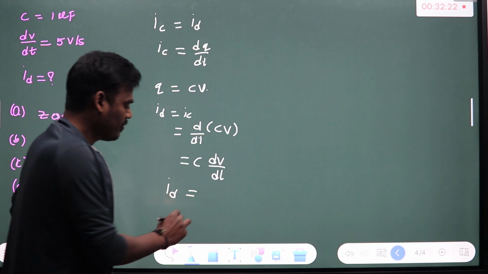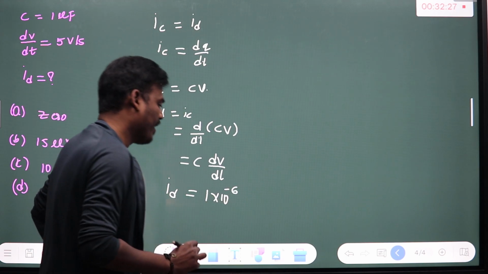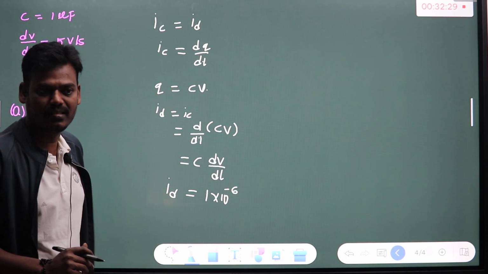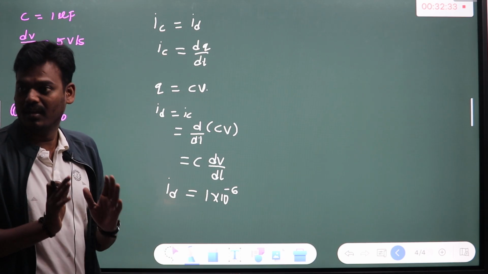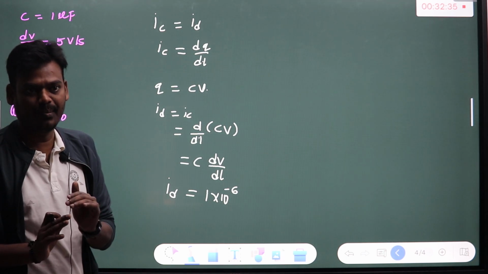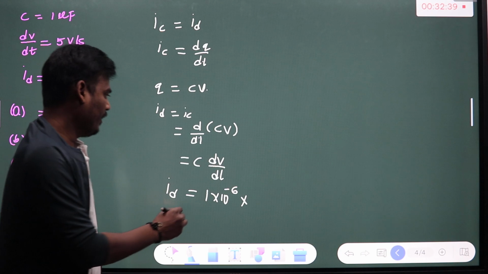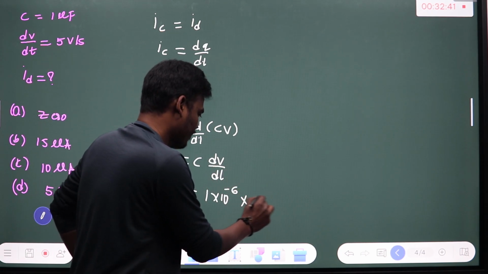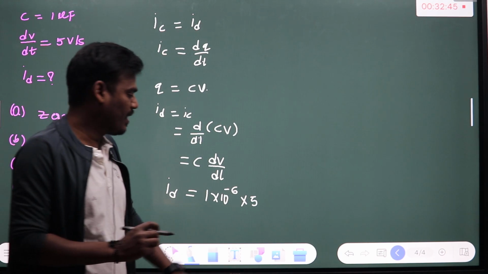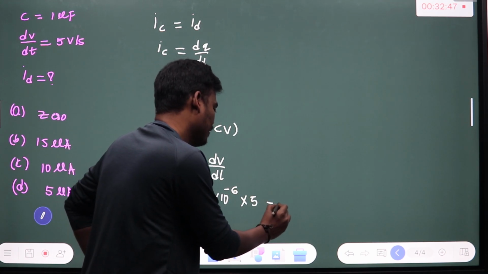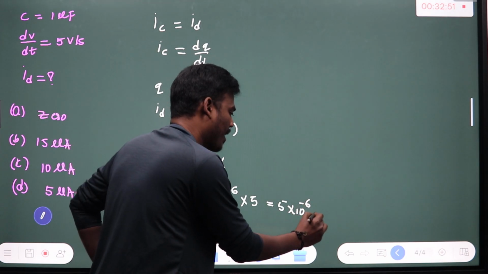What about C? 1 microfarad. Okay, 1 into 10 power minus 6. Why am I writing 10 power minus 6? Because we have to express in SI units while solving the numericals. Now what about dV by dt? Just a 5. Is it in SI unit? Yes, volt per second, SI unit. So 5 into 10 power minus 6 ampere.